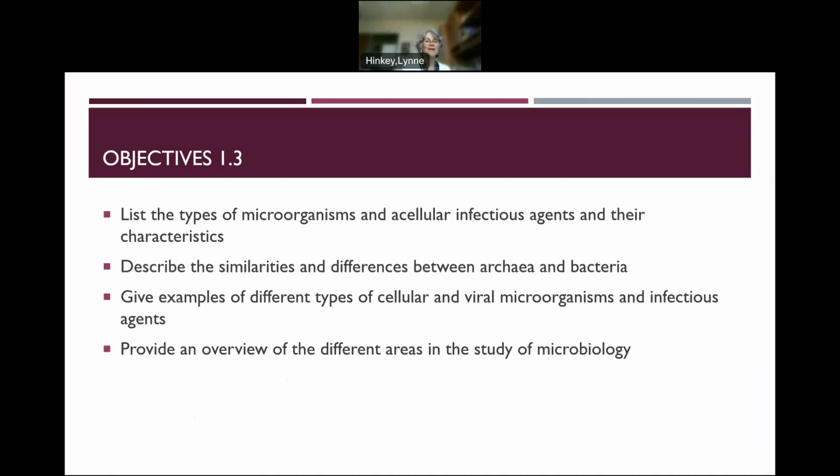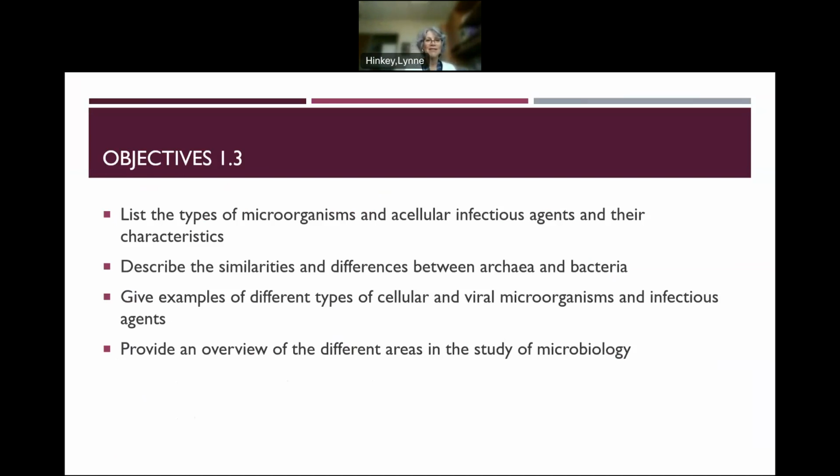So quick review, our learning objectives. At this point, everyone should be able to list the types of microorganisms and acellular infectious agents and their characteristics, the things we'll be studying. Describe the similarities and differences between archaea and bacteria. Generally, so pseudopeptidoglycan in archaea versus peptidoglycan in bacteria. No archaea cause disease. Some bacteria can be pathogens. And then there's some other distinct molecular differences in their cell membrane, their ribosomes, and their function.